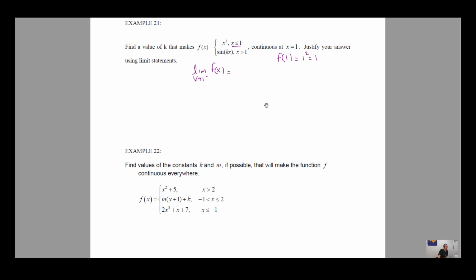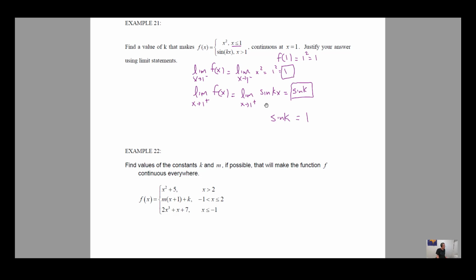Well, that would mean that I'm following the top rule. And so the top rule, this would become the limit as x approaches 1 from the left of x squared, which is 1 squared, which is 1. But then as I approach from the right, the limit as x approaches 1 plus, means I'm going to be following the bottom rule, and I need to take the limit of sine kx, which is, let's say I plug in x equals 1, sine of k. So in other words, I need sine of k to be equal to 1. I need to make sure that the right-hand limit is the same as the left-hand limit.